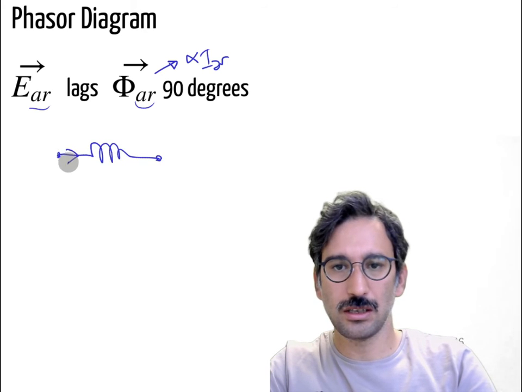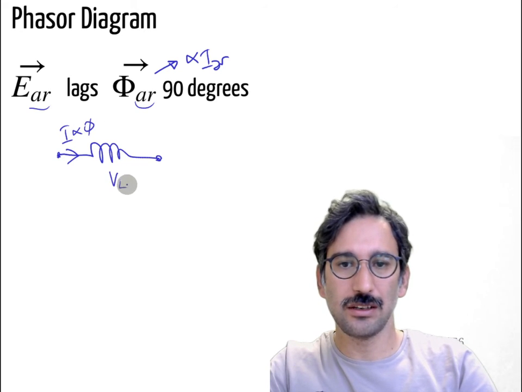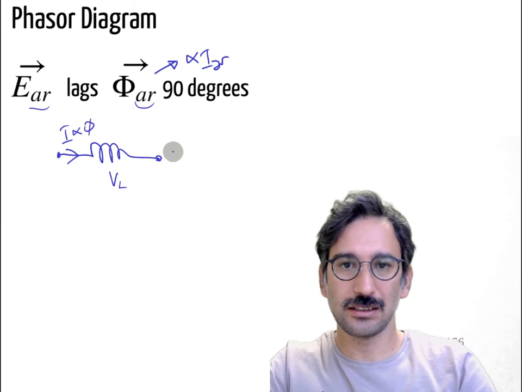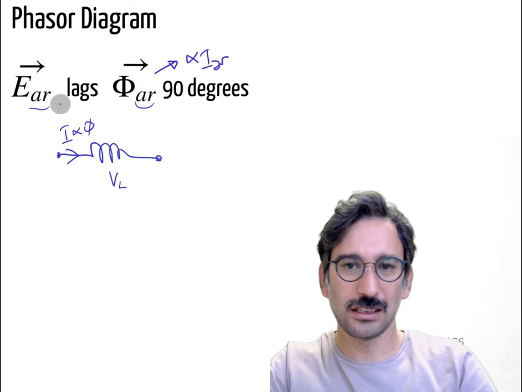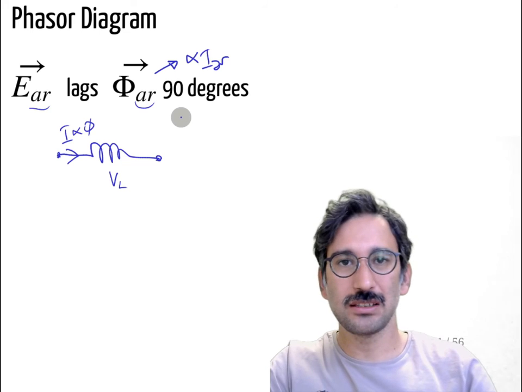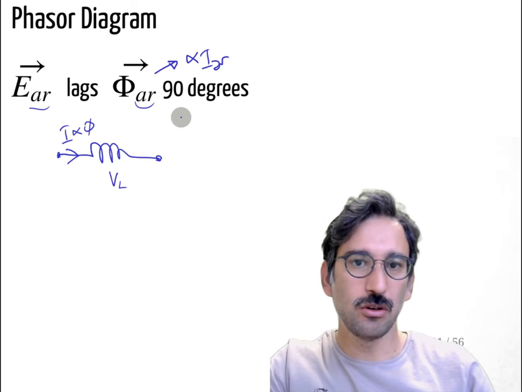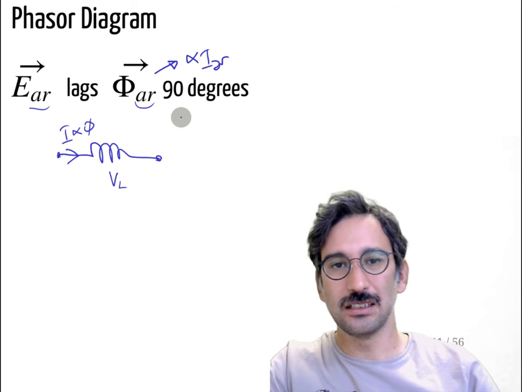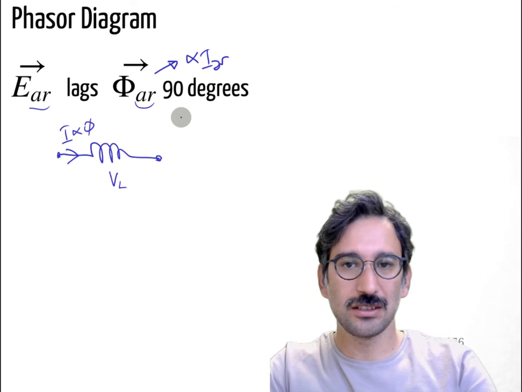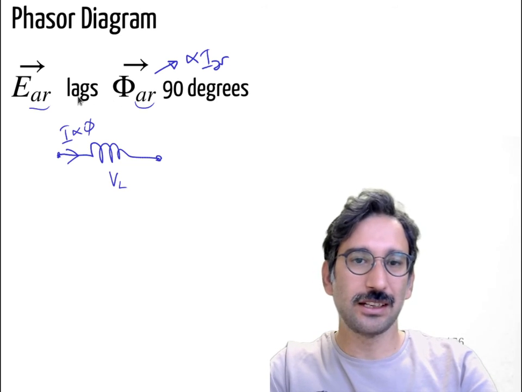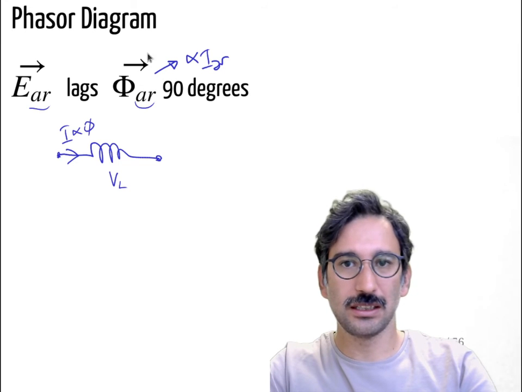So you can have the current, which is proportional to flux, and then you can have the voltage in that inductor. So why does the induced voltage in an inductor lag the current by 90 degrees? Again, you can think of it as cause and effect. So the cause here is the current, so you are applying some current, and that will create some voltage, and the effect actually follows the cause by 90 degrees.